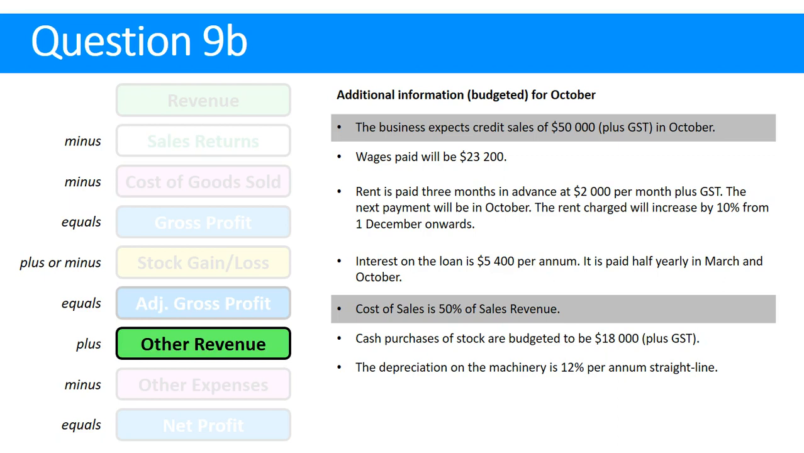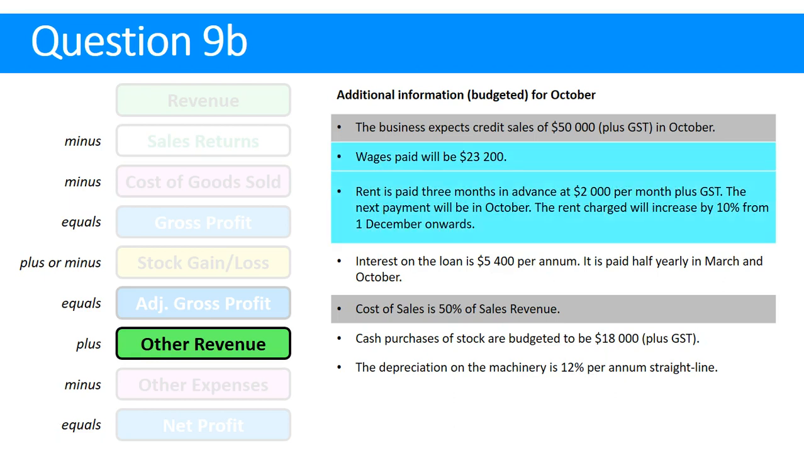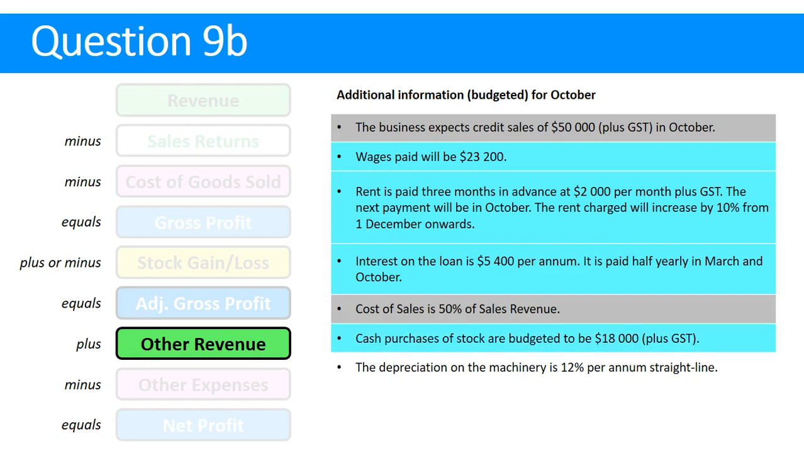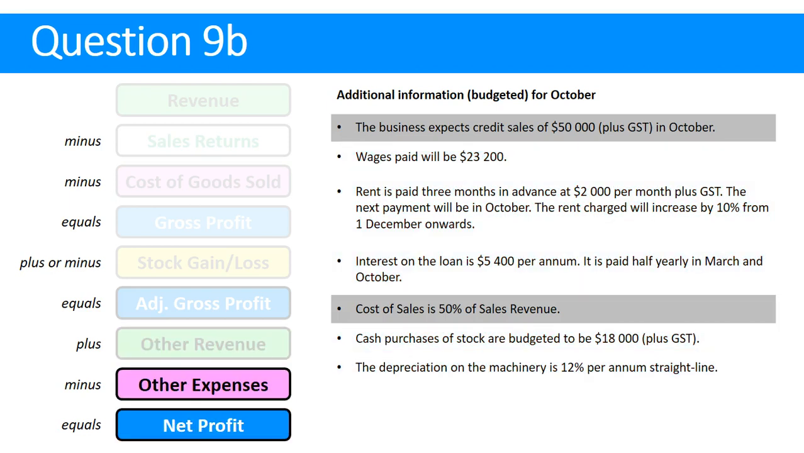That moves us down to other revenue, so we need to remember what could go in that. So it's revenue that comes to the business but not from selling stock. So that could be either interest or discounts. So let's have a look through. Do we have any interest or discounts? We've got wages, rent, both of those are no, they're expenses. The interest here, there's actually interest expense, so it's not an interest revenue, so we'll ignore that. Cash purchases of stock, and depreciation, no. So there's no other revenue, and we can move on to our final section, which is the other expenses, and then therefore our net profit at the end.